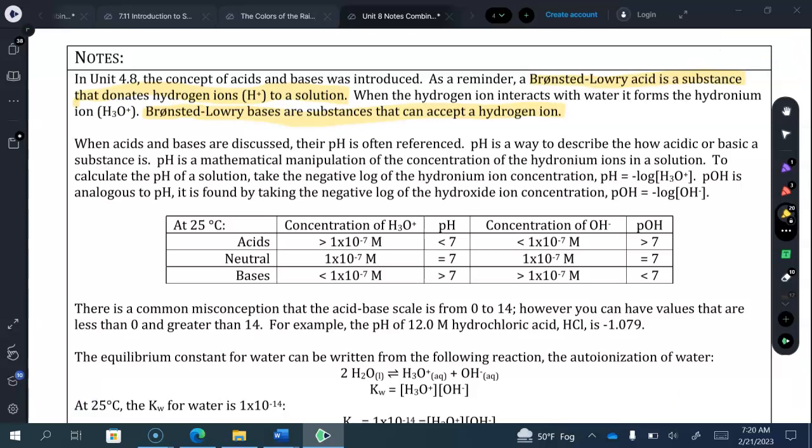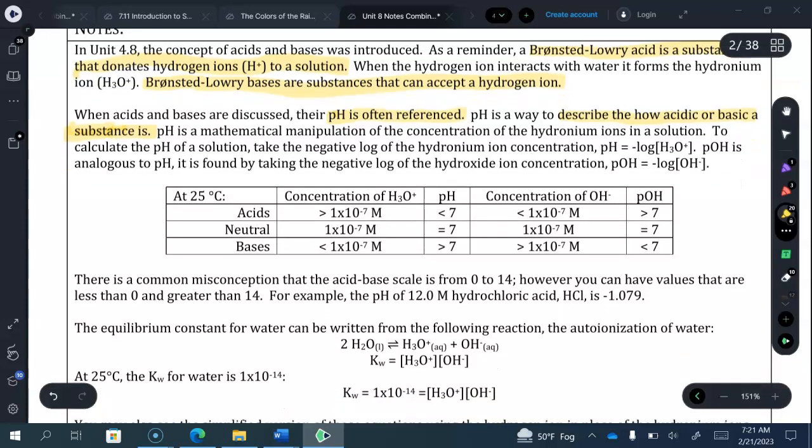When acids and bases are discussed, their pH is often referenced. pH is a way to describe how acidic or basic a substance is. pH is a mathematical manipulation of the concentration of the hydronium ions in a solution. To calculate the pH of a solution, you take the negative log of the hydronium ion concentration given in this equation. pOH is analogous to pH, and it is also found by taking the negative log but of the hydroxide ion concentration as shown in this equation.